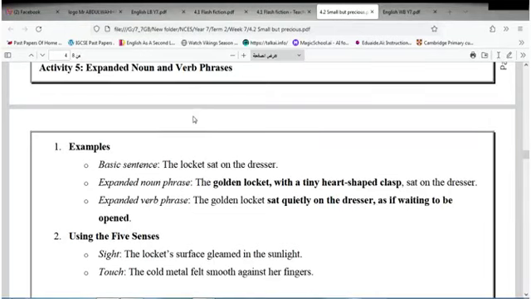I have something called a noun phrase. Usually the basic sentence is, for example, "The locket sat on the dresser." I want to expand this sentence into a bigger one. So I will add a noun phrase, which is a phrase that includes a noun. I would say, "The golden locket with a tiny heart-shaped clasp sat on the dresser." I'm enhancing the sentence and making it complex. And then I will expand it with a verb phrase, like "The golden locket sat quietly on the dresser as if waiting to be opened."